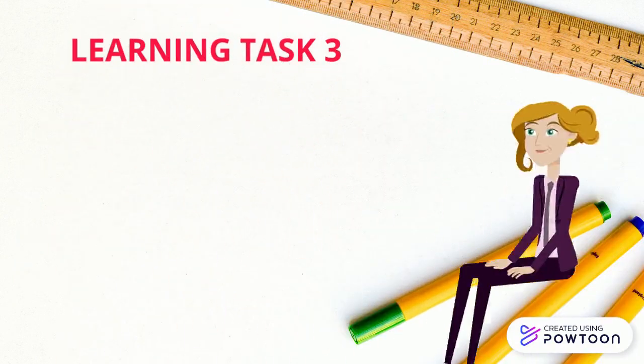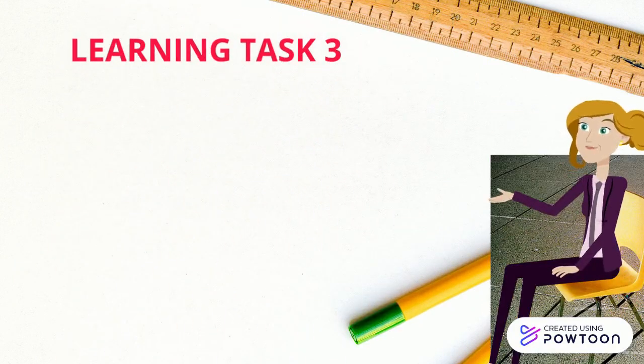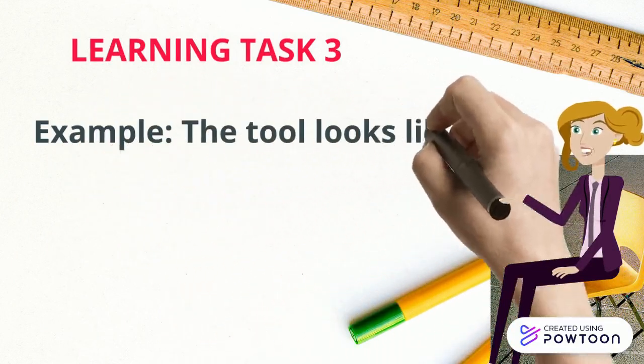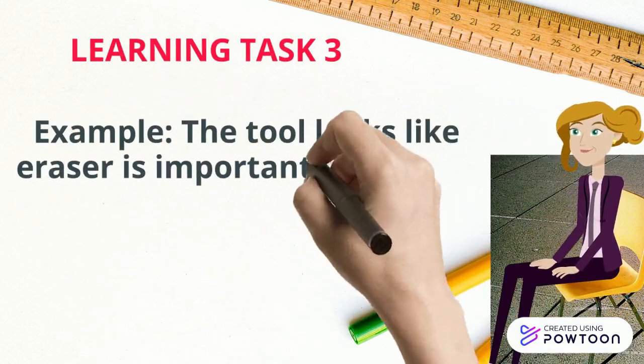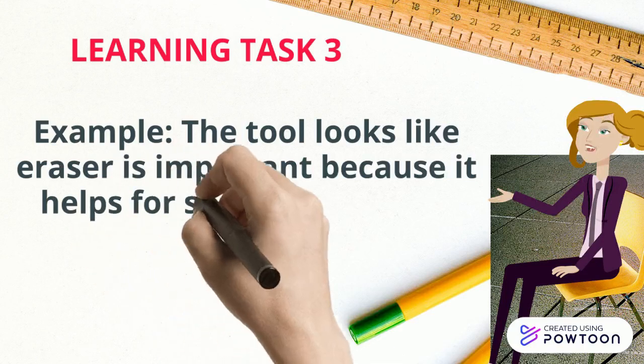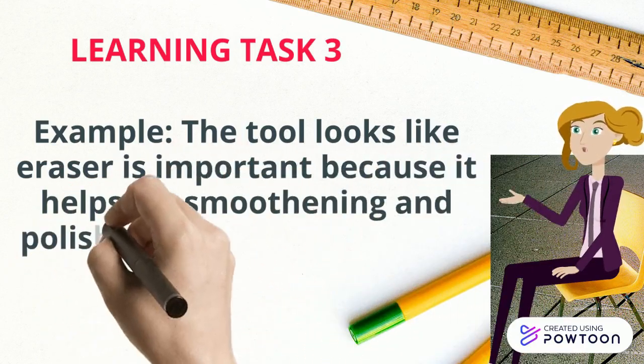Here is the example for learning task 3. The tool looks like eraser is important because it helps for smoothing and polishing the nails. It is called nail buffer.